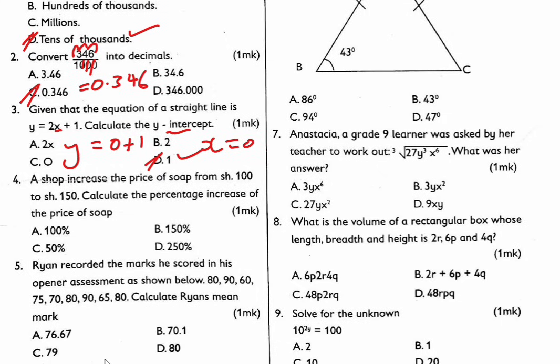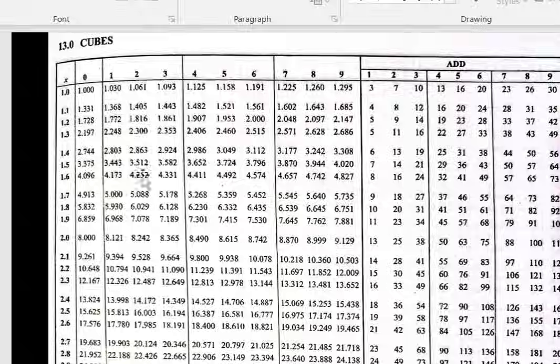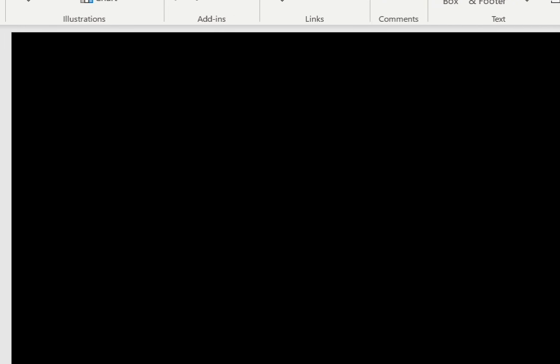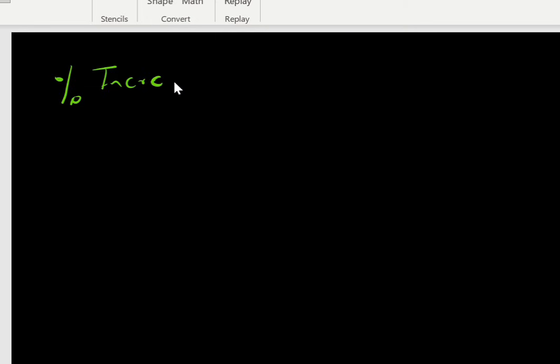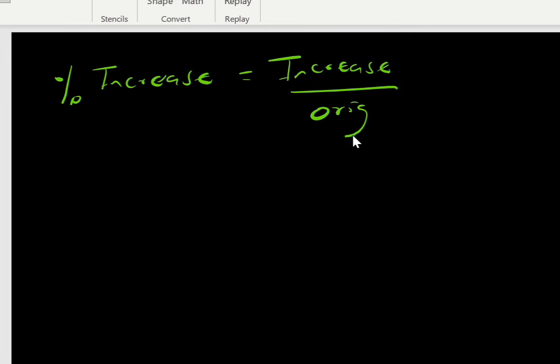Number 4, a shop increased the price of a soap from shillings 100 to shillings 150. Calculate the percentage increase of the price of a soap. To work this out, allow me to use this blackboard. So you know that the formula for percentage increase is given by the increase over the original, multiplied by 100. So first we have to get the increase.